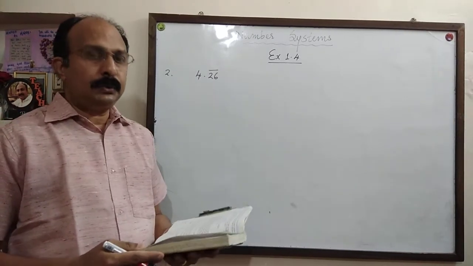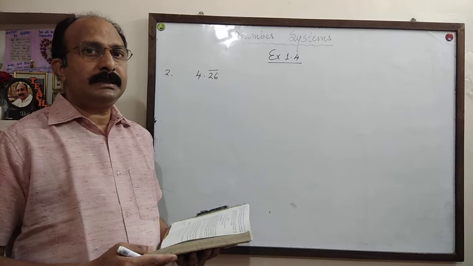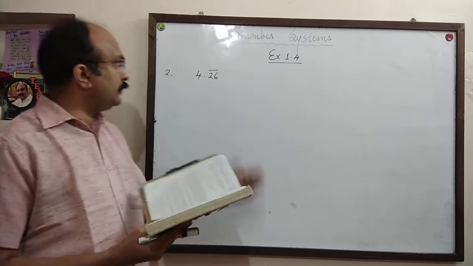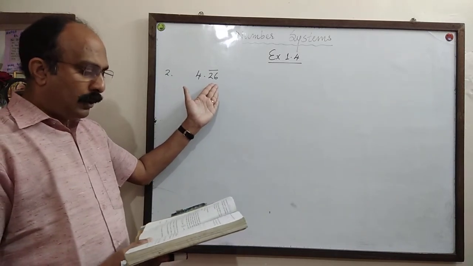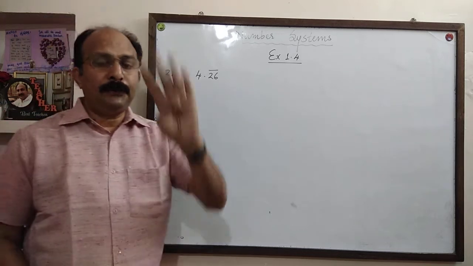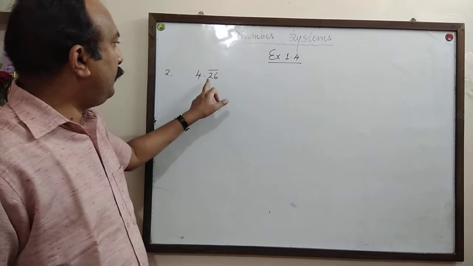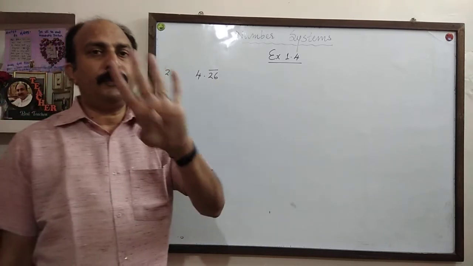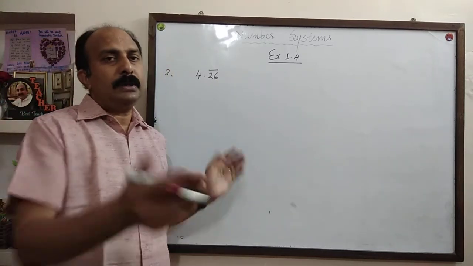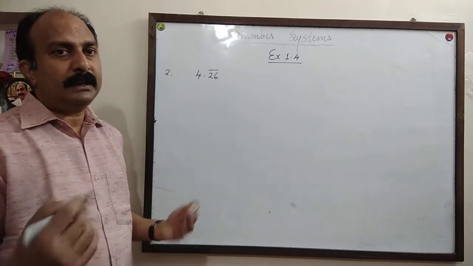Now question number 2. Visualize 4.26 bar on the number line up to 4 places of decimal. Visualize 4.26 bar up to 4 places of decimal on the number line by successive magnification method.